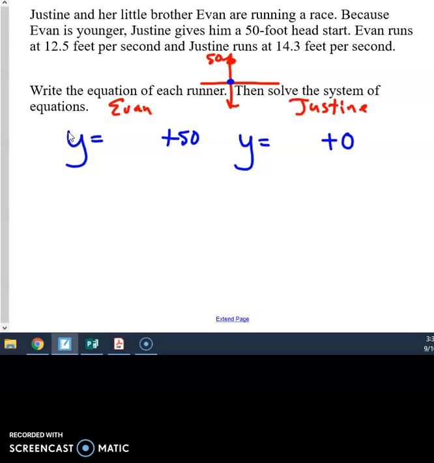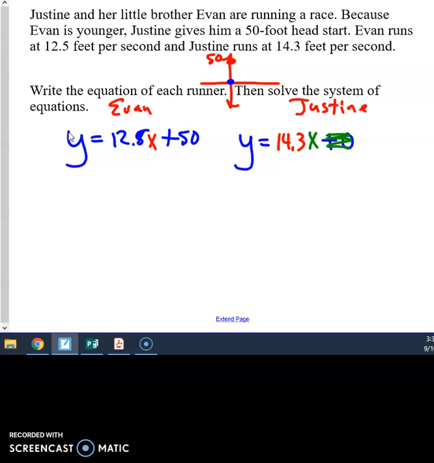Evan's rate is 12.5 feet per second. So that means that for the first second, Evan's going to be at 62.5, and the next second Evan will be at 75. We're going to keep increasing by 12.5. And 12.5 is the slope here, and for Justine, the 14.3, that's going to be the slope for her. So that's our equations, and again, the 0, you can have it there or not have it there. It's not going to change anything.